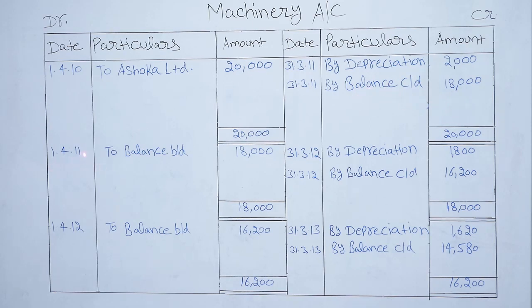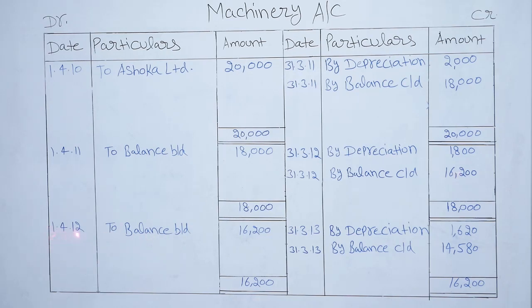So this balance will be brought down to the next year. On 1st April 2011, to balance brought down rupees 18,000, and next year we will charge depreciation on this reducing value 18,000. So 18,000 into 10%, then we get 1,800 as depreciation. And 31st March 2012, by balance carried down 16,200. So this balance will be brought down to the next year.